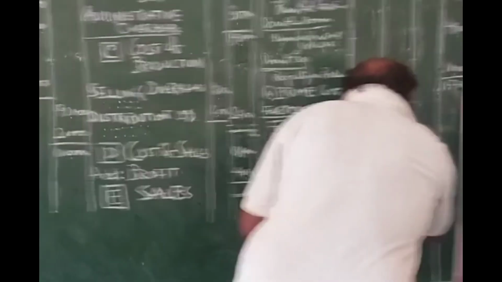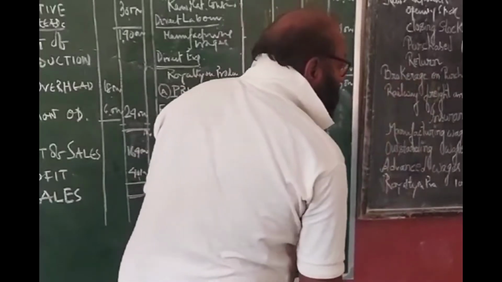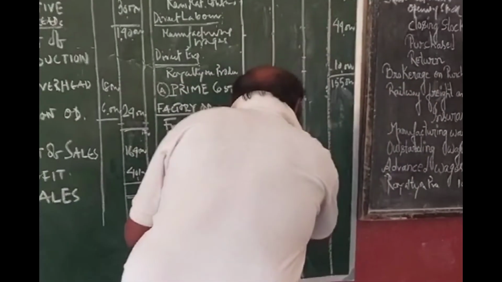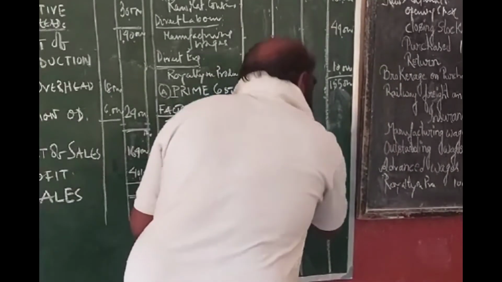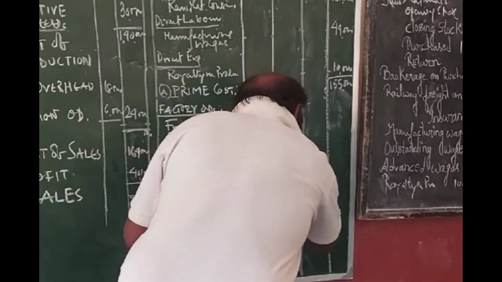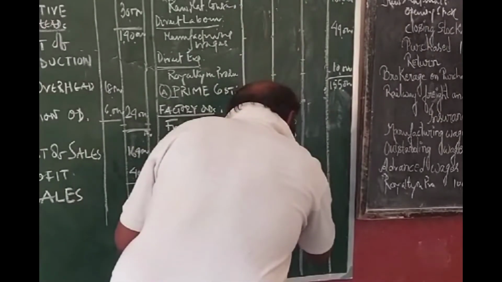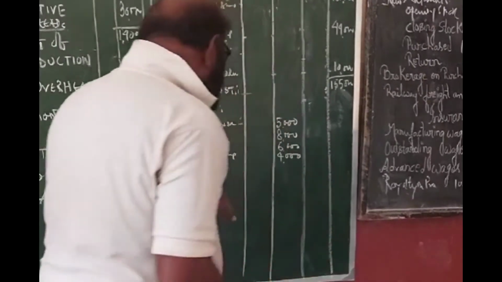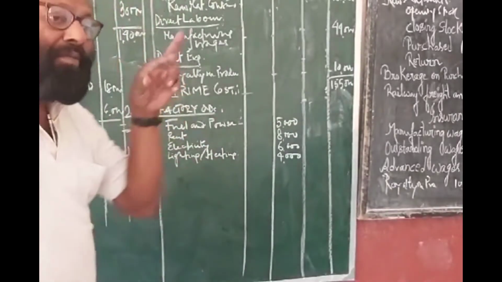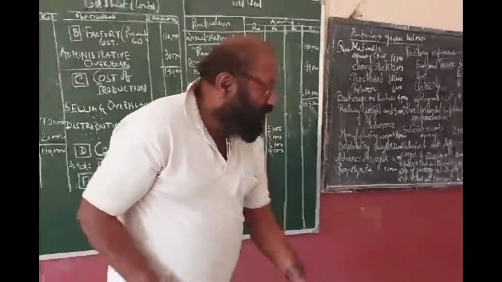Fuel and power is 5,000. Then rent 8,000. Electricity 6,000. Lighting and heating 4,000. Clear? So these are the different expenses incurred for the purpose of production which are non-identifiable in nature.